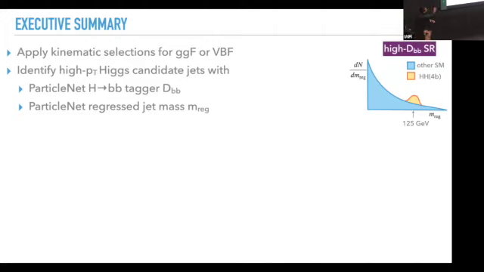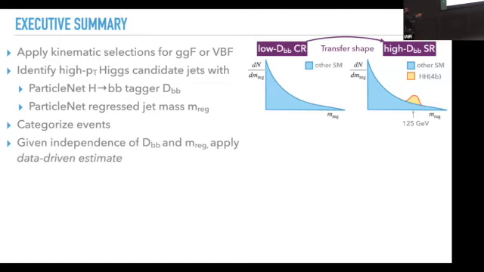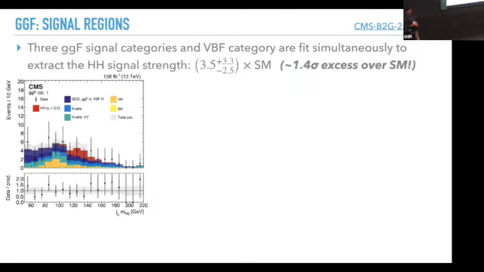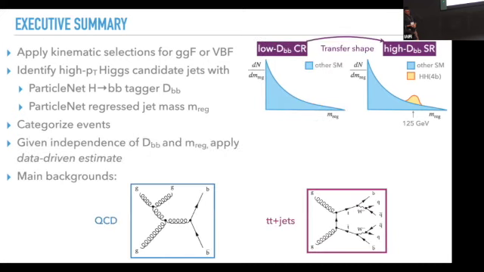I also didn't get a chance to mention that there's also a jet mass score. We apply a very similar technique to learn to estimate a better jet mass, which is very important. Because we can train these two to be independent, we can then estimate our background using data, so we can create a good data-driven estimate. The main backgrounds are, as we said, QCD, as well as the production of 2 top quarks.